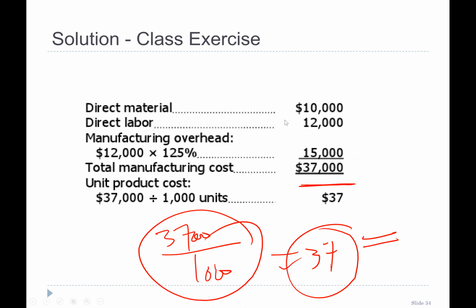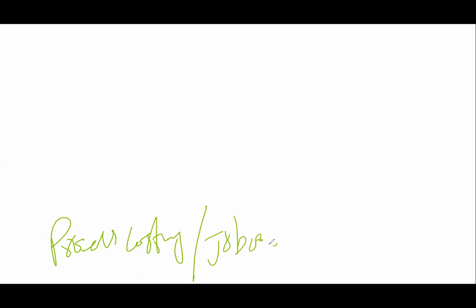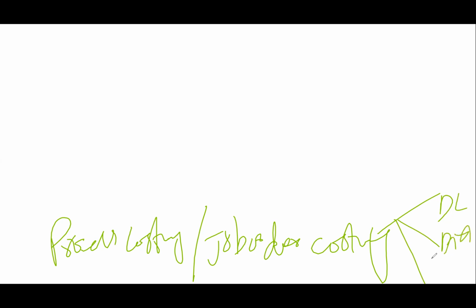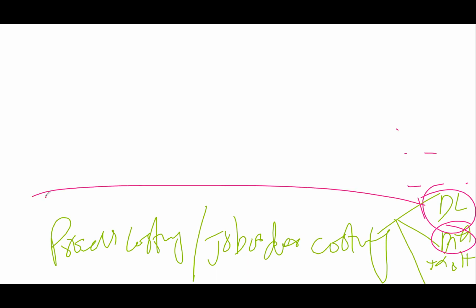So up till now, what we have covered, we covered the difference between process costing versus job order costing. We also covered in job order costing, we talked about direct labor, direct material, and manufacturing overhead. And we talked about that finding out the direct labor and direct material it's easy, right? Because it can easily be traceable. The real deal starts from manufacturing overhead.